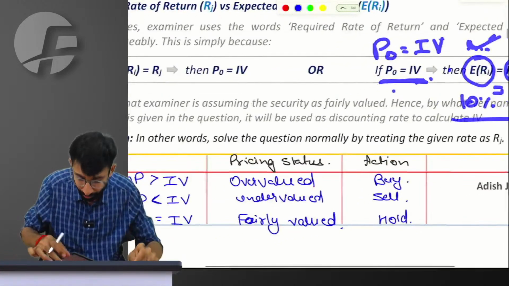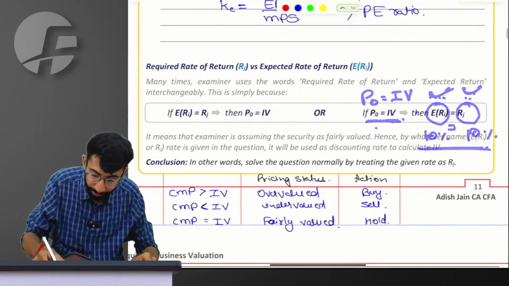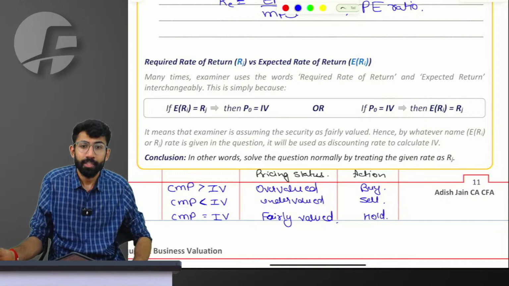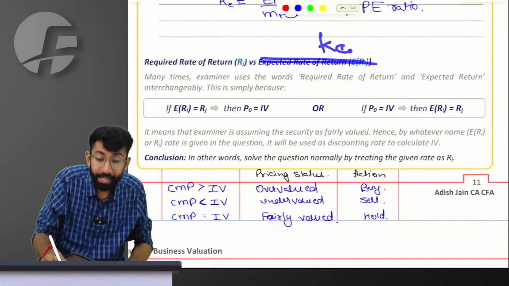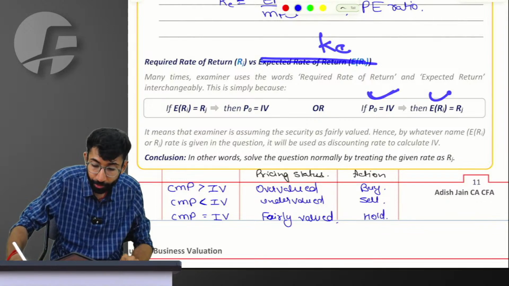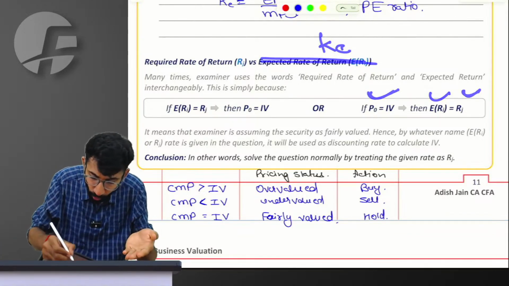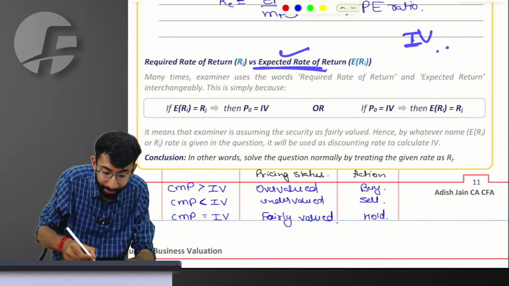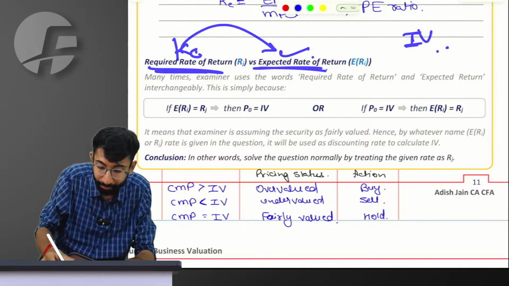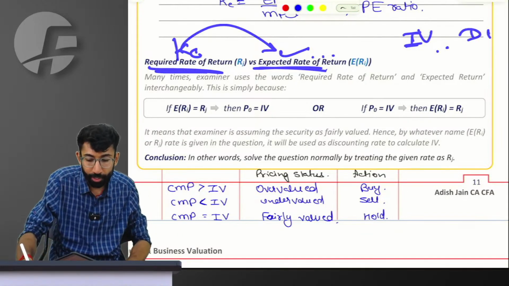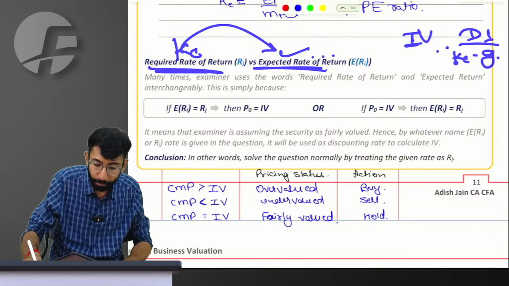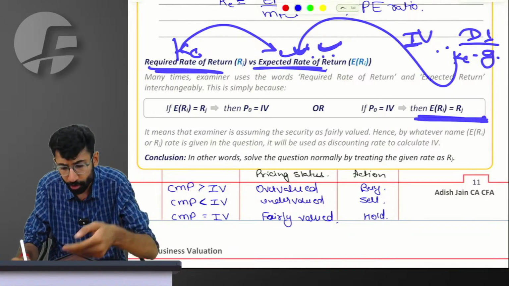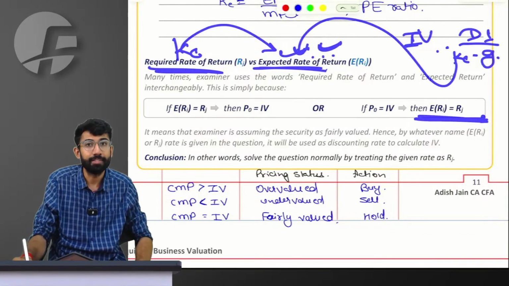Which is why, everyone in the class, most important line: these two terminologies will be used interchangeably. Can I use expected rate of return in place of KE? Ideally, no. But if the share is fairly valued, these two are the same. Hence, the examiner will give you expected rate of return and ask you to calculate intrinsic value. Sir, how do I do it? Because I need required rate of return KE. You can even use expected rate of return as your KE and solve the question, is what I want to tell you. In place of KE, you can even use expected rate of return because the examiner will automatically assume the share to be fairly valued and both of them are the same in that case.